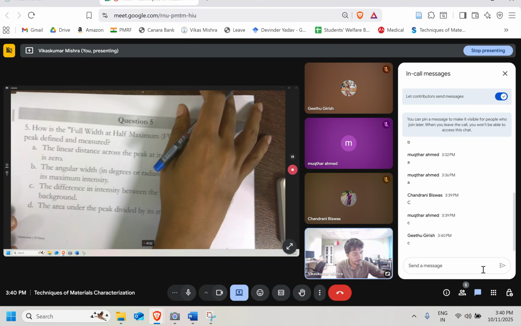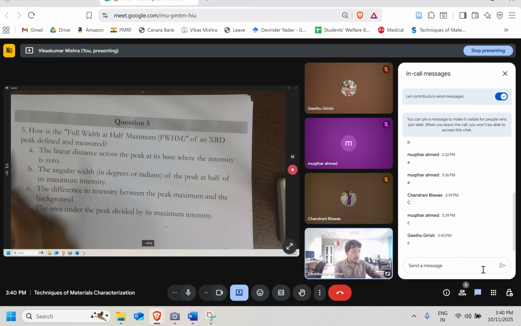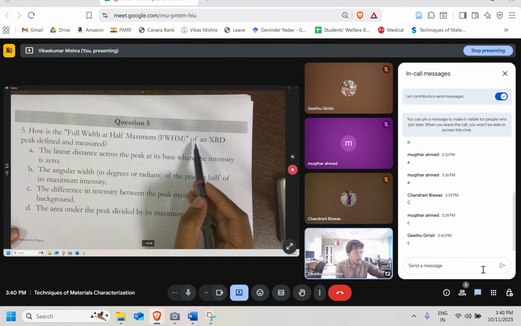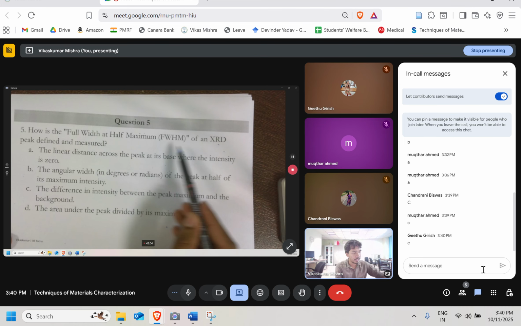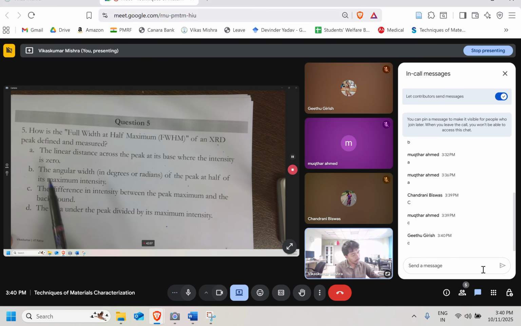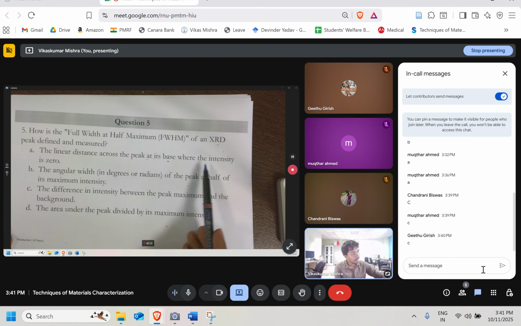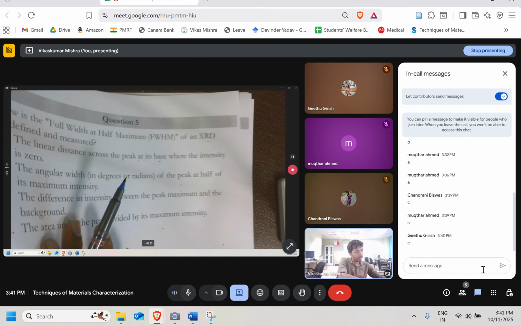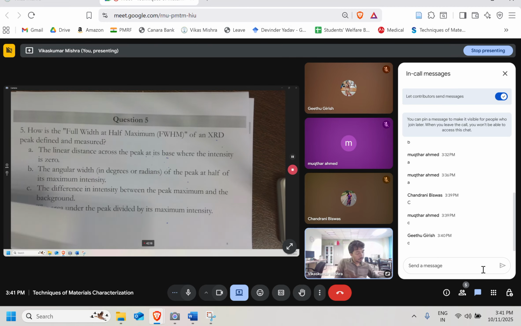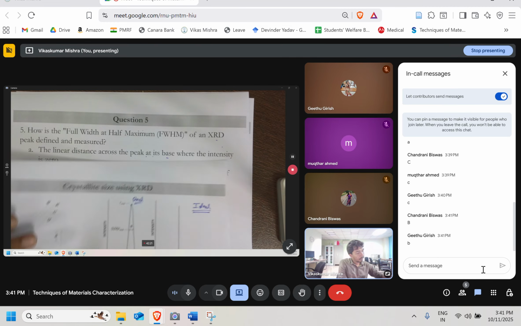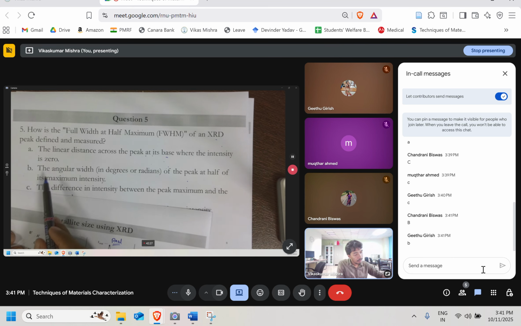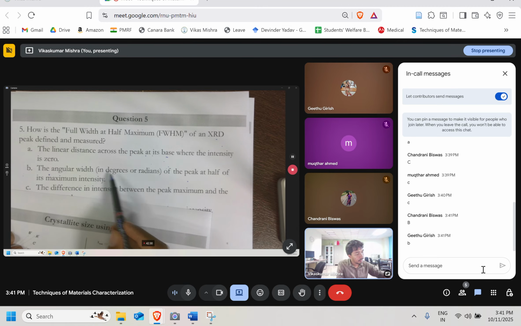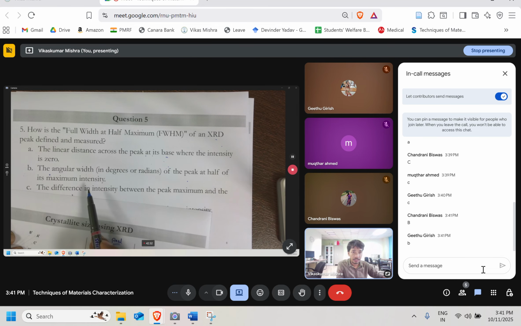Let's go to question number 5. How is the full width at half maximum of an XRD peak defined and how is it measured? A, the linear distance across the peak at its base where the intensity is 0. That's again the same thing. So the first one is telling that the linear difference at the base intensity is the full width at half maximum. B, the angular width in degrees or radians of the peak at half of the maximum intensity.